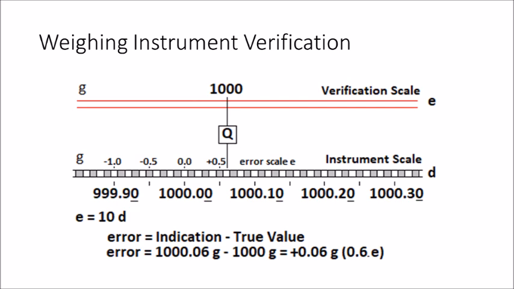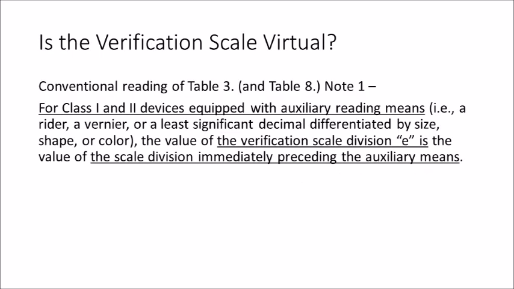And we could, of course, build an error scale very easily, where it was not so easy with the test measure. We build a scale E next to the instrument scale, and we see that we are at plus 0.6 E, or 6D. Now people are going to balk. They'll say, wait a minute, that's not what the handbook says. And one of the things they'll turn to is Note 1 of Table 3.